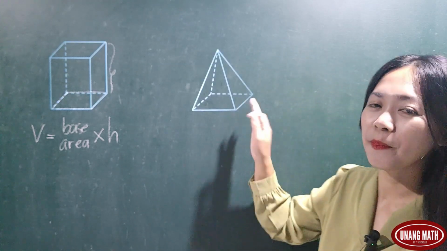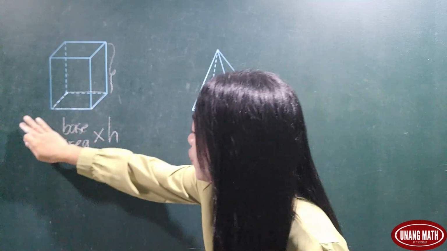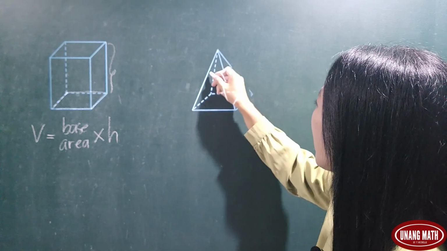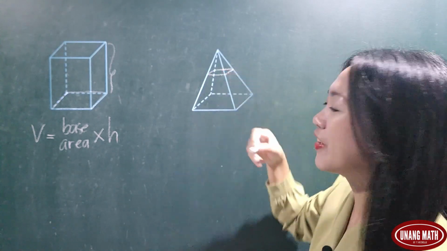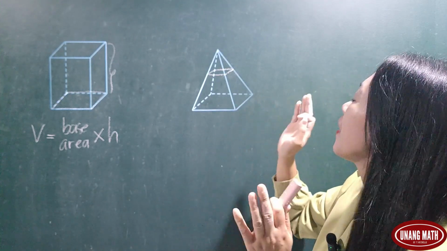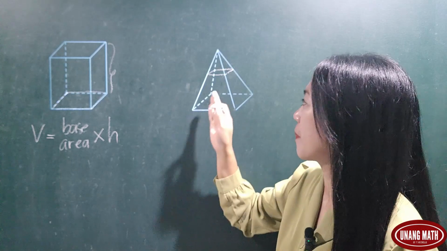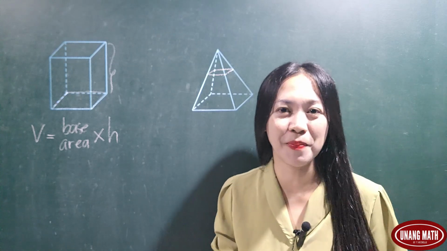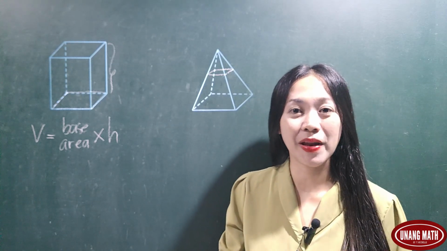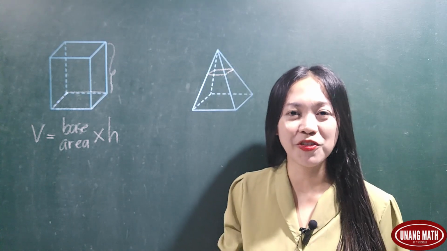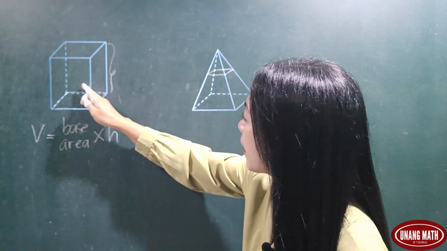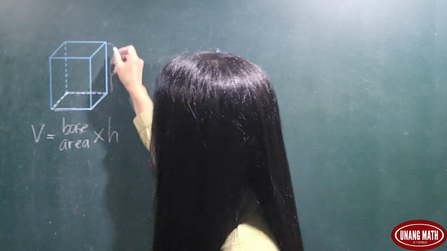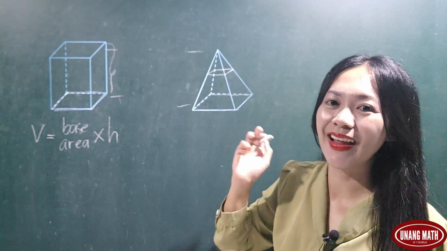How about a pyramid? We cannot use the same formula, area of the base times height, because for pyramids, bases are different. So what is then that special relationship of pyramid and prism that we can use to find the volume of a pyramid? If we consider that special relationship, the pyramid and prism must have congruent bases and equal height.